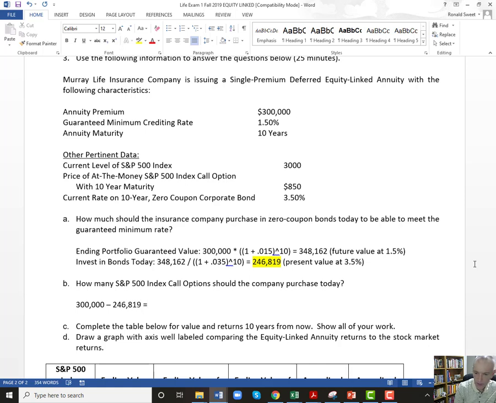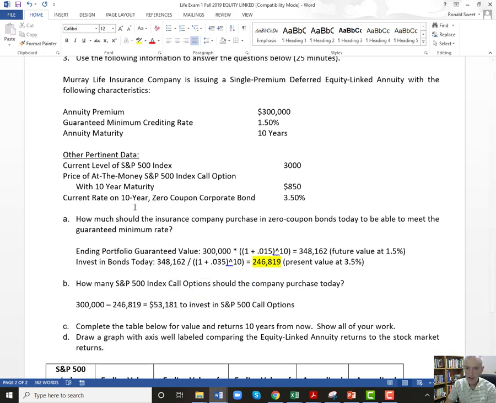So we will have $53,181 to invest. In our case, we're going to invest them in S&P 500 call options. Now that's not what the question's asking, but that's an important component of the question. This is how much we have to invest. So this is in dollars.